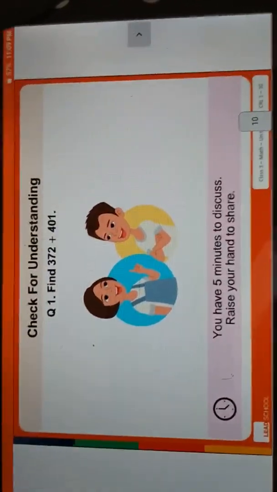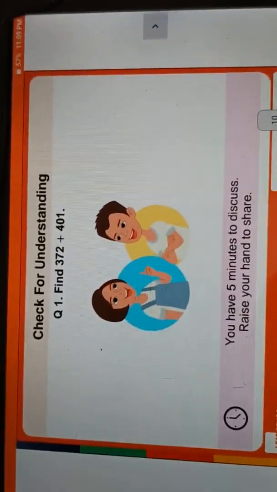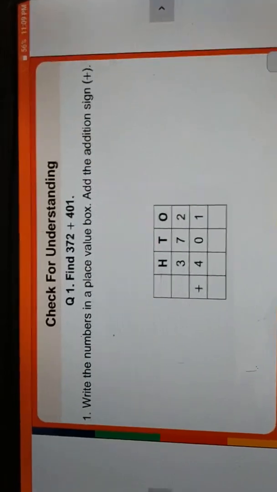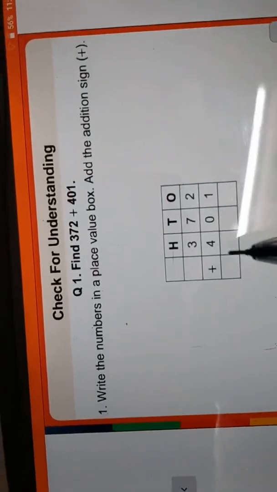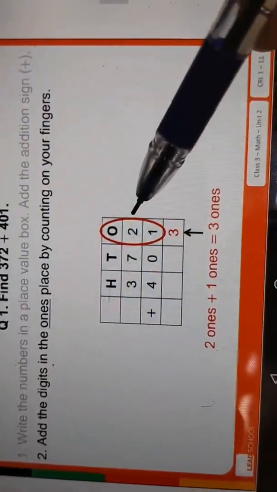Okay students, I hope your work is complete. Now we'll check your answer. First of all, we have to write the place value box. In that place value box we have to write 372 plus 401. In that we have to write the addition sign. After that we have to write the ones: 2 plus 1.